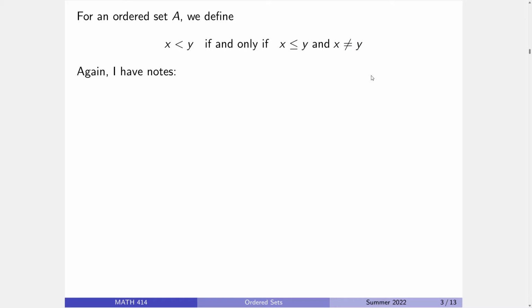Again, I have notes. And I did it again. Yeah, we can just interchangeably use those expressions. Let me fix that. Oh, man, I don't know what I was thinking with that. I know what I was thinking, I just put the wrong symbol.